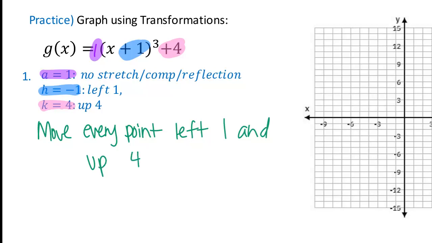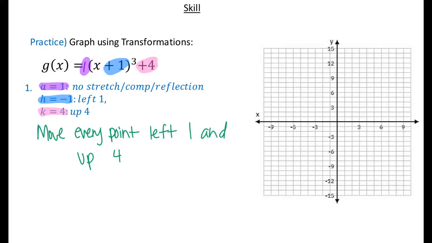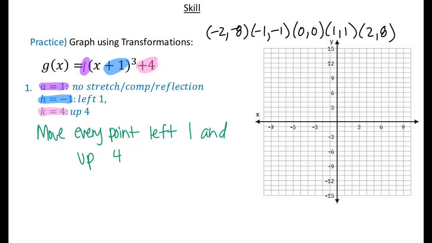And it's the same 5 key points. That black function f of x is always the same. You always take the same 5 key points, okay? -2, -8, -1, -1, 0, 0, 1, 1, and 2, 8. So go ahead and try this one. You're going to graph the original f of x and then move every point to the left 1 and up 4.